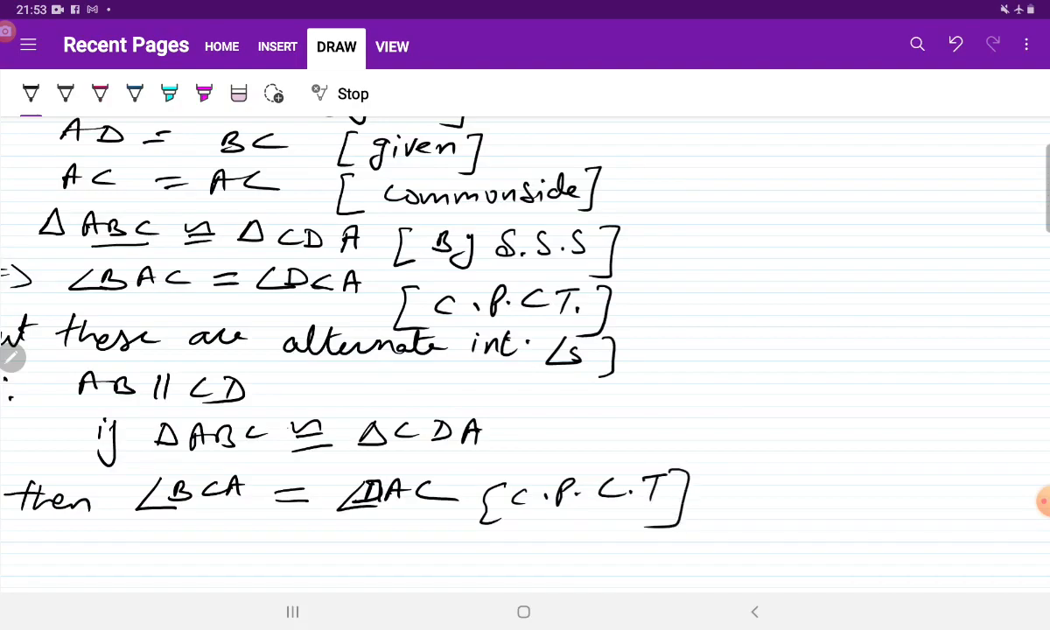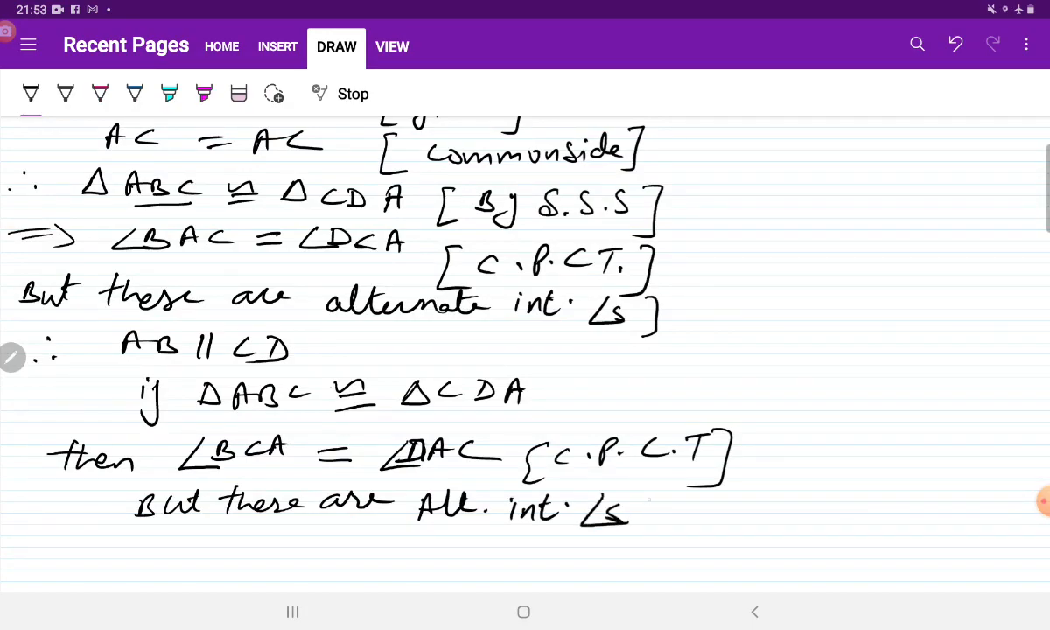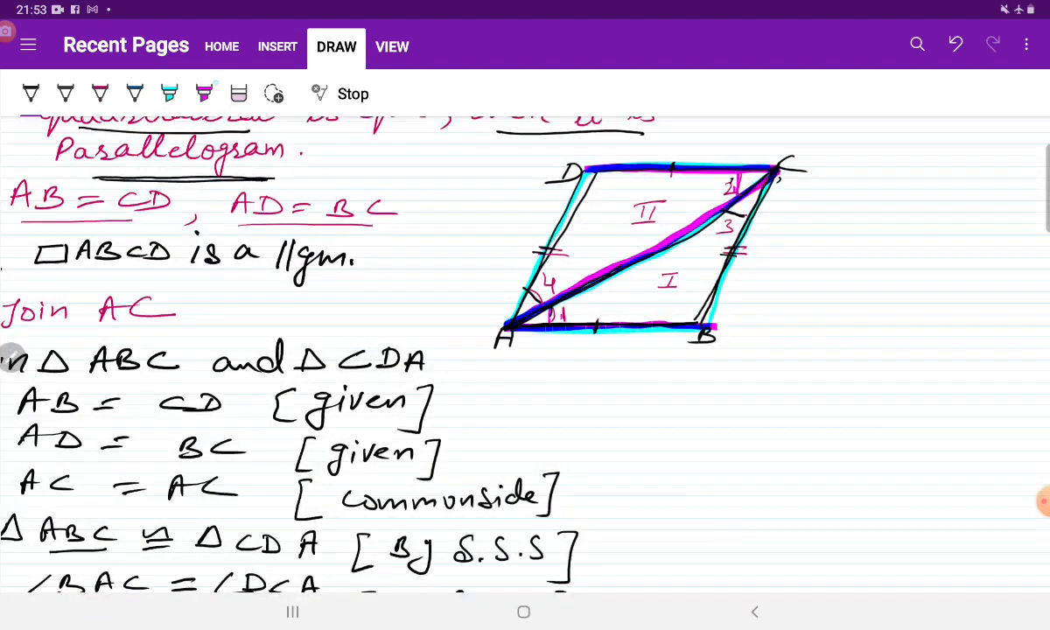CPCT. Okay. But these are again alternate interior angles. Again, if alternate interior angles are equal, then what? Then again we can say that now this Z I am taking, this one. So the Z shape angles are equal. Then again, with which lines are these making this angle? Side AD and BC, and AC is again a transversal.